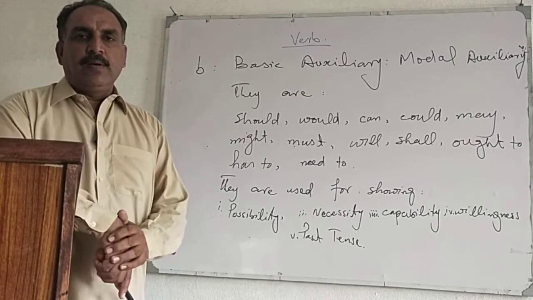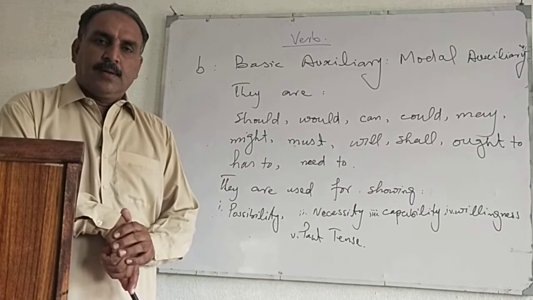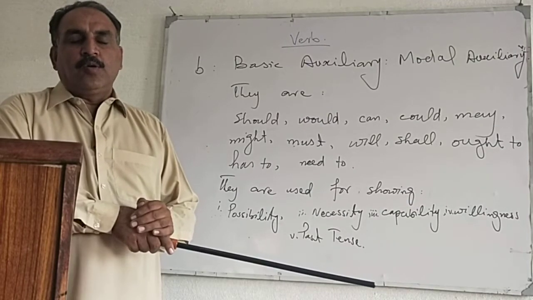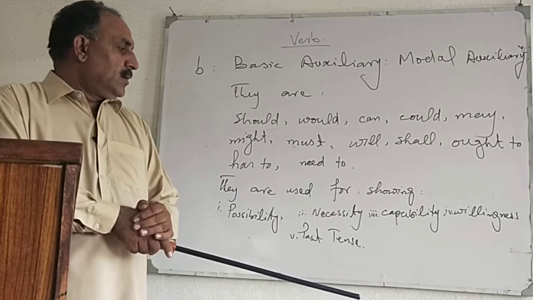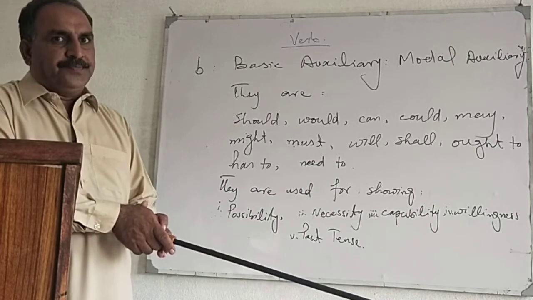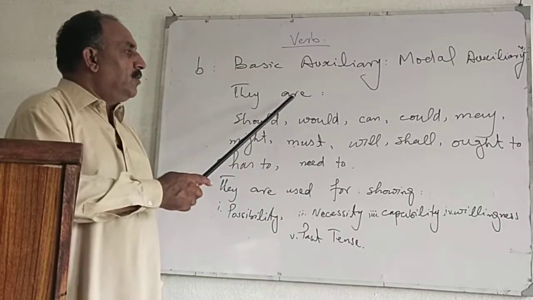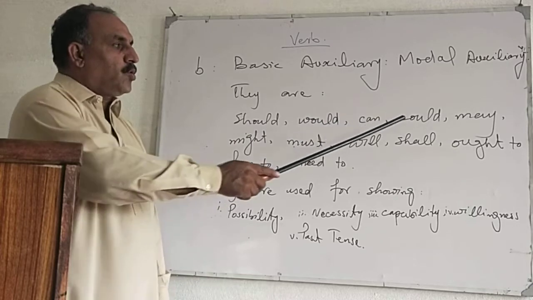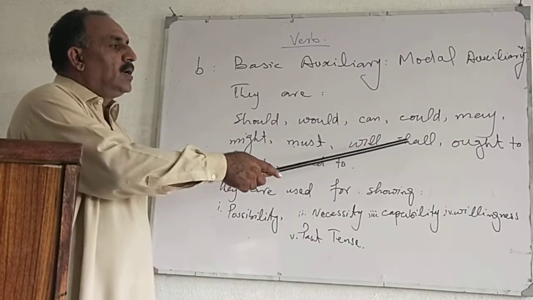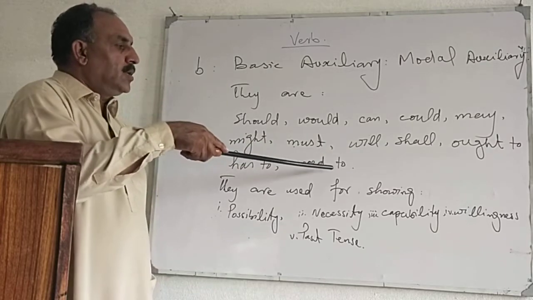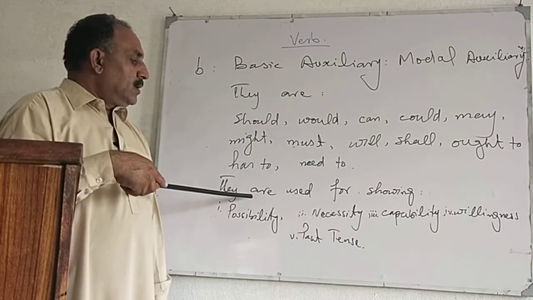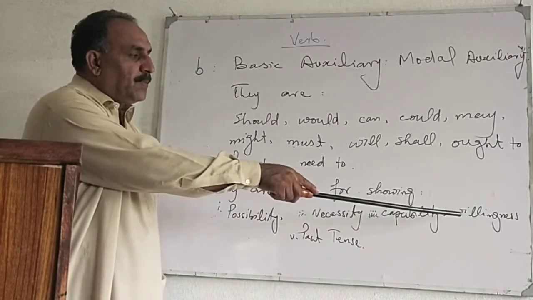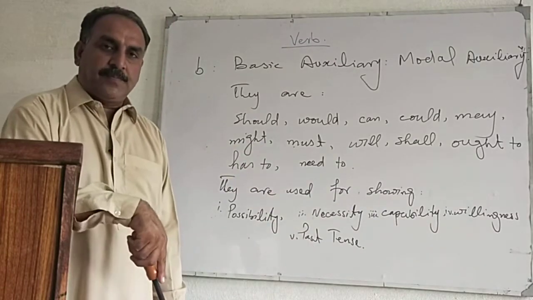Today we will discuss modal auxiliaries. What are modal auxiliaries? Modal auxiliaries are those auxiliaries which show possibility, necessity, capability, etc. We have the following modal auxiliaries: should, would, can, could, may, might, must, will, shall, ought to, has to, need to. They are used for showing possibility, necessity, capability, willingness, and past tense.